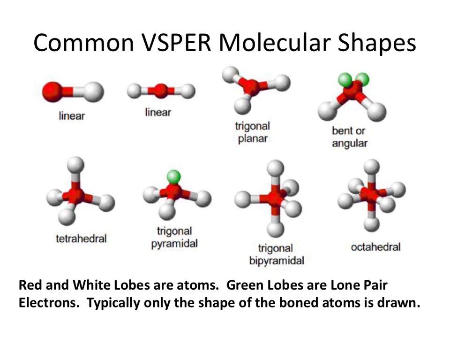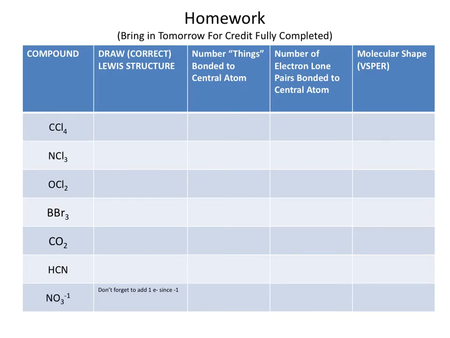We have trigonal planar, bent or angular. Notice that the green dots here represent lone pairs of electrons. Tetrahedral, where all the sides are equal. Trigonal pyramid, 1 lone pair atop. Some trigonal bipyramidal, and octahedral. So I've given you the key down here. These are going to be mostly the typical shapes that you will run into as a high school science student.